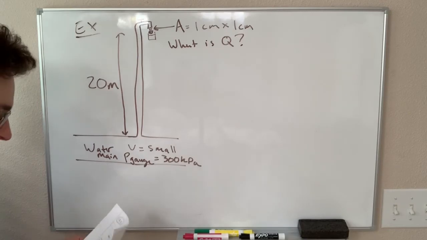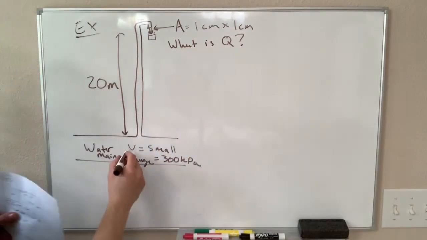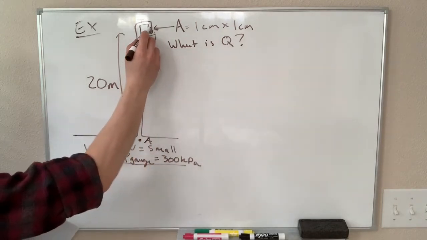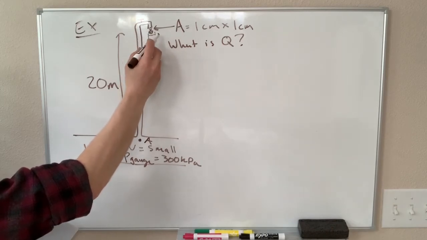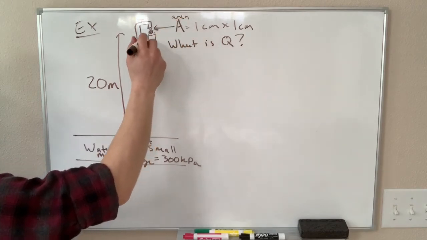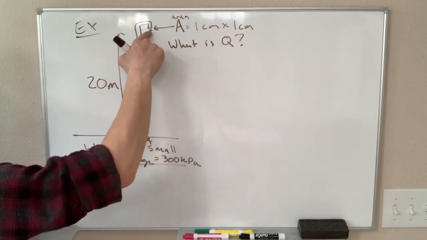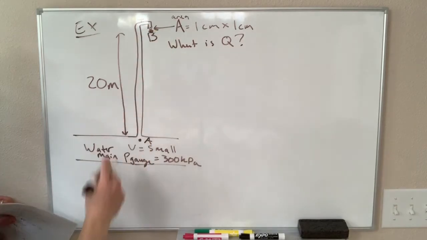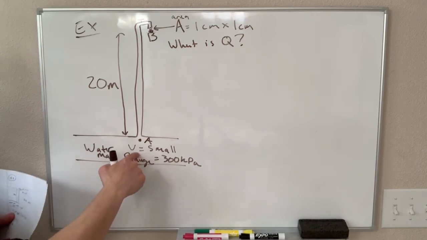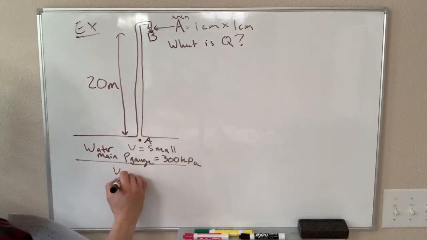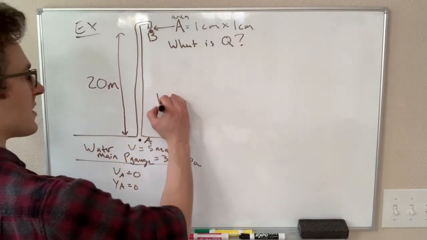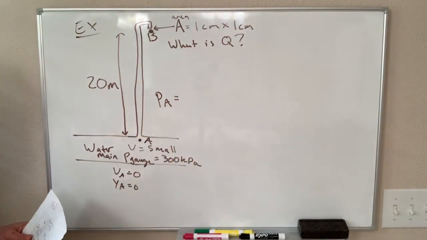Okay, so we can write down Bernoulli's equation. We'll call this point A when we're in the water main. We'll call this point just as we're exiting the tap, point B. This A is area, not labeling point A. I guess we'll just get rid of the glass and just put a big B there. That works well. So at point A, our velocity is small and our height is 0, right? So we can say VA equals 0, YA equals 0, which means the only thing we're left with on this left side is the pressure.